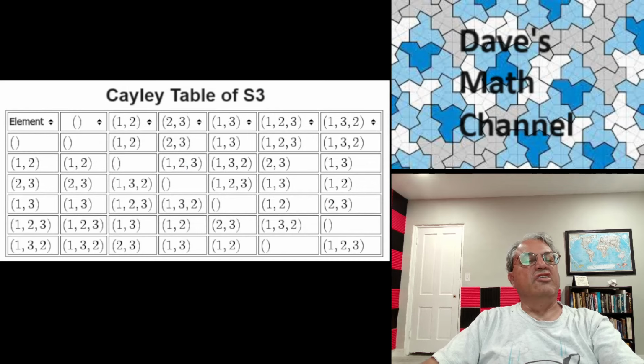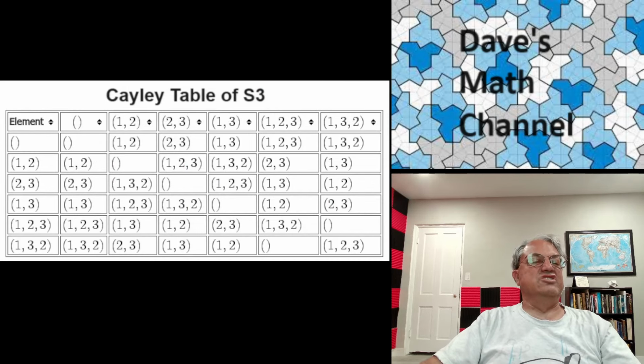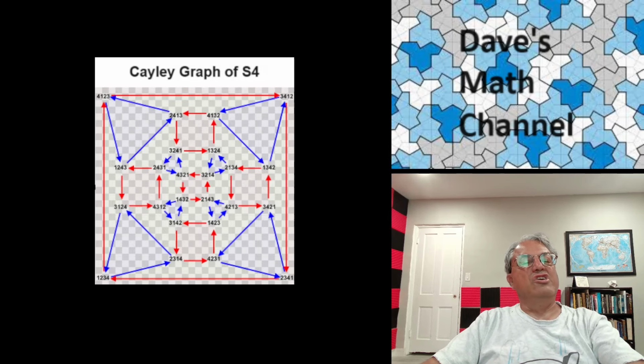But anyway, here's the Cayley table of S3. A Cayley table is just another name for a group multiplication table. This shows you how you can multiply all permutations of the numbers 1, 2, and 3. And it is a non-abelian group. As you can see from the Cayley table, if you multiply (1 2) by (2 3), that gives you (1 2 3). If you multiply (2 3) by (1 2), you get (1 3 2). So it's not abelian.